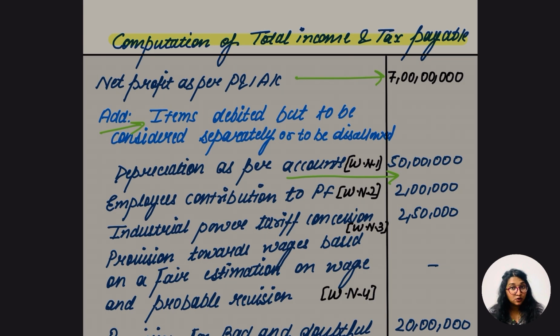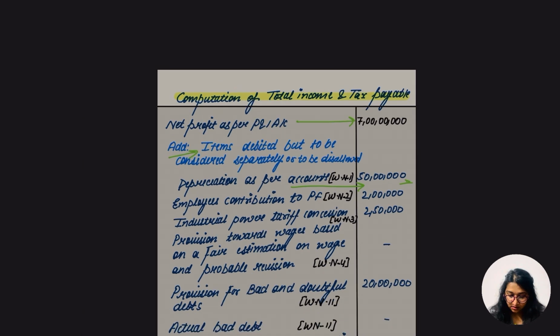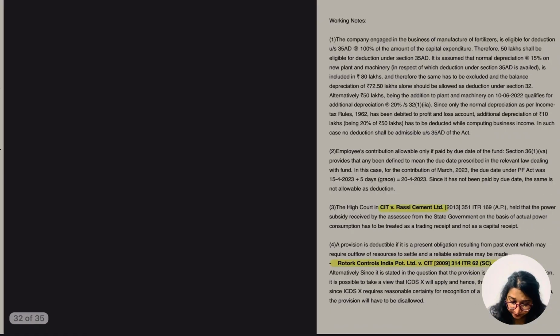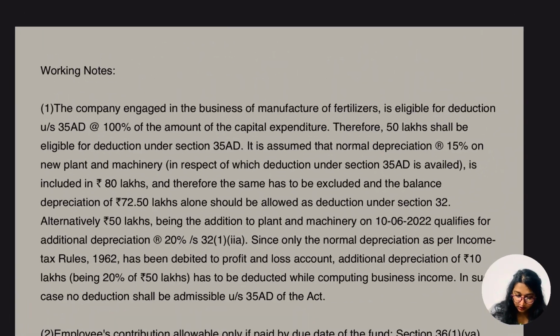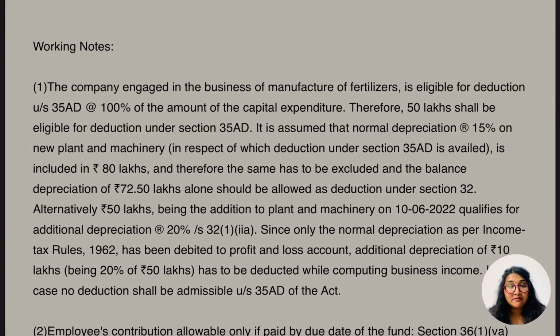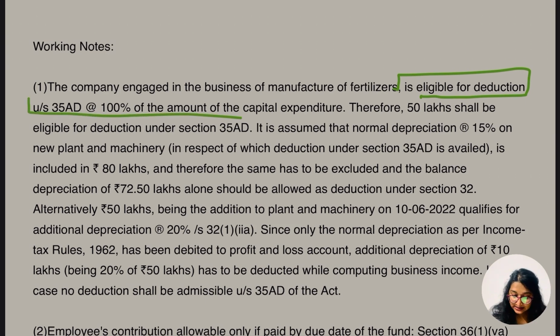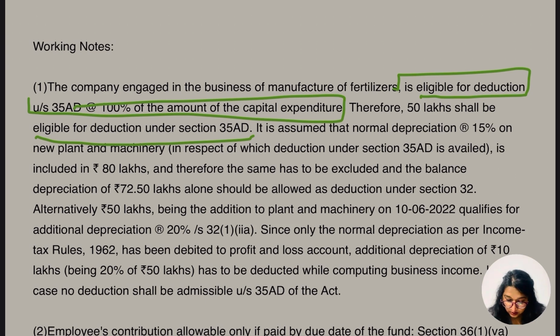Let's go for working note number 1. What is the working note saying here? As per the first working note, the company engaged in the business of manufacture of fertilizers is eligible for deduction under section 35AD. How much percent? 100% of the amount of capital expenditure. So this 50 lakh shall be eligible for deduction under section 35AD. Did you understand this much? Yes. I'll continue from this later.